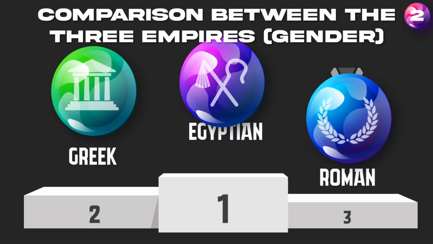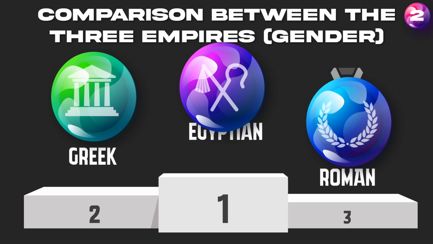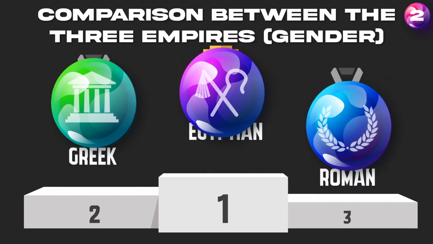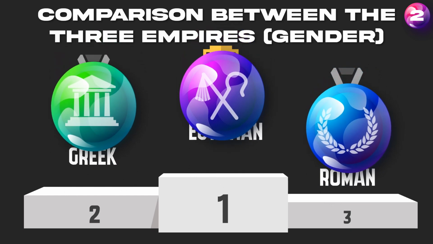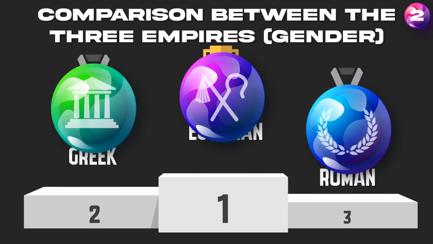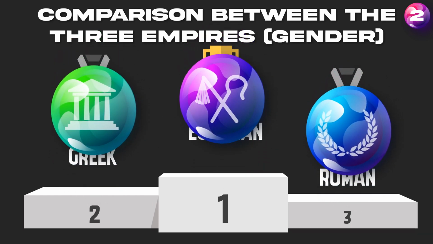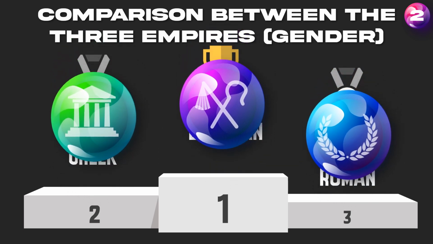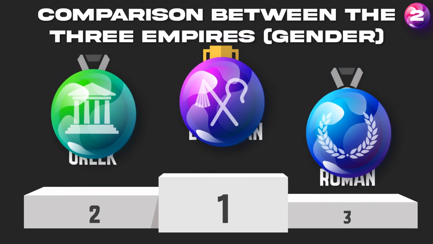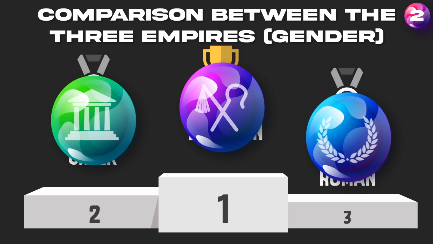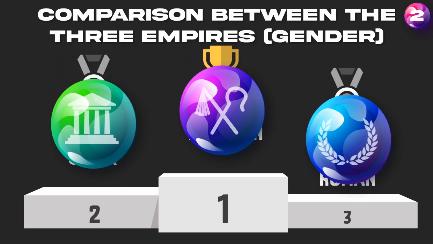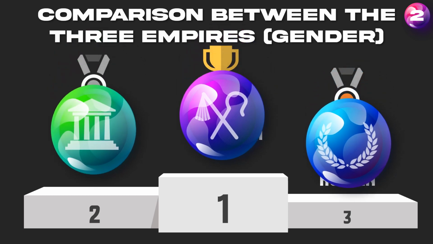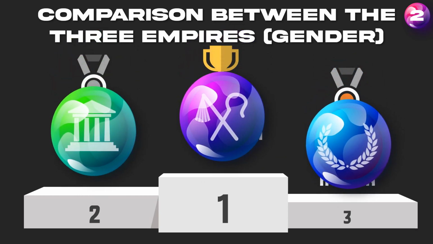In conclusion, we made a ranking of the three main empires regarding gender inequalities. First, it is the Egyptian Empire, with small disparities between male and female. In second place, we have the Greek Empire, which is medium but with still existing inequalities. And in third place, the Roman Empire, which is not too far from the Greek Empire.